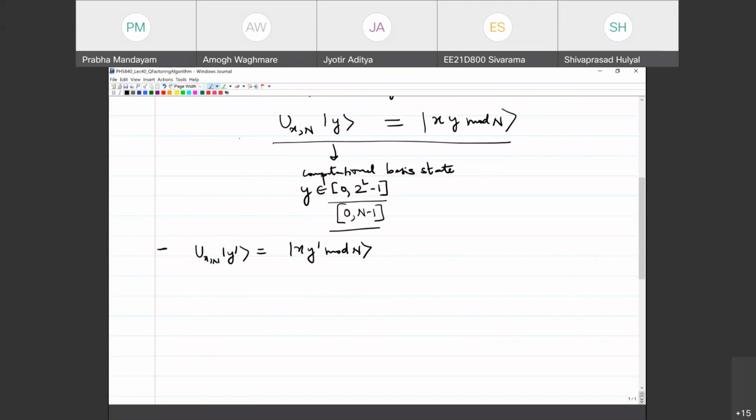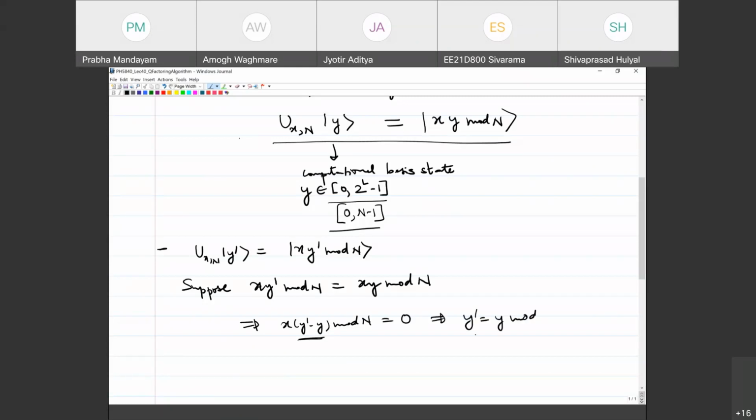So let's assume the contrary first. Suppose these two were the same, that is xy prime mod n is the same as xy mod n. Then that would imply that x times (y prime minus y) is 0 mod n, which would then mean that these two must be equal. y prime must be equal to y mod n.